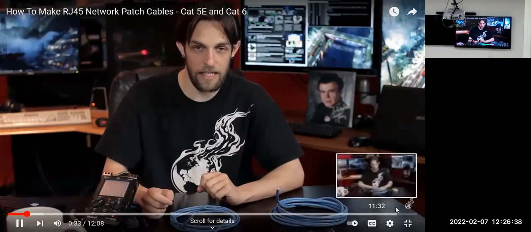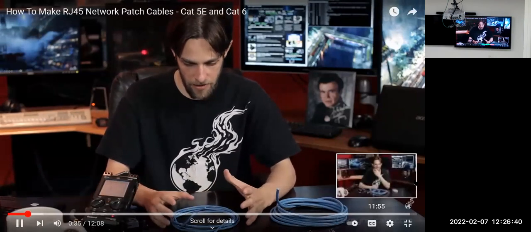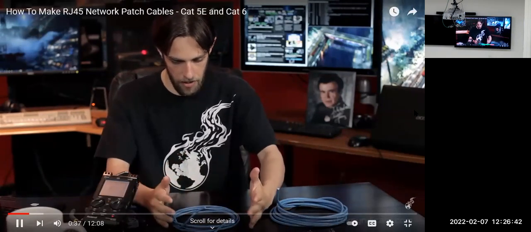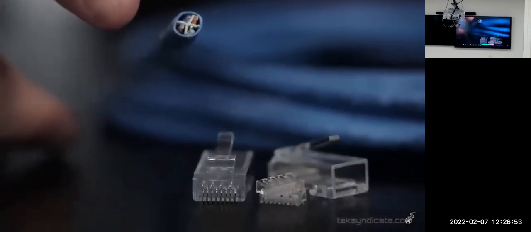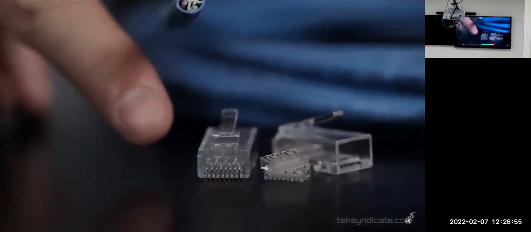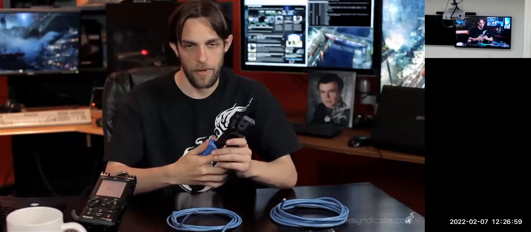We're going to need a Category 5e or Cat 5e patch cable. So we have a length of cable that we've selected. We've got one about 10 feet right here, and we're going to need 2 modular plugs, RJ45. We also have our Cat 6, which also has about 10 feet of cable here, and we have a Category 6 modular plug. Also, you're going to need an RJ45 crimping tool.